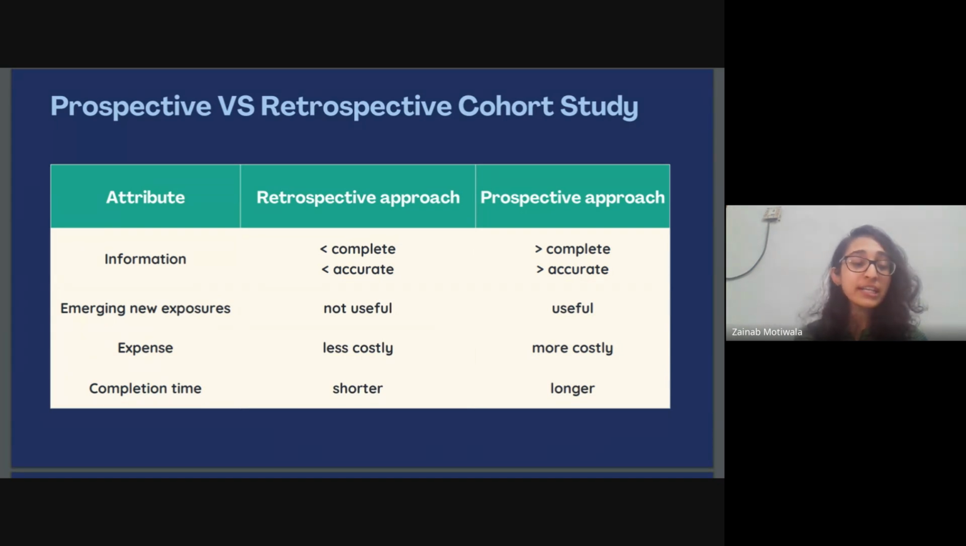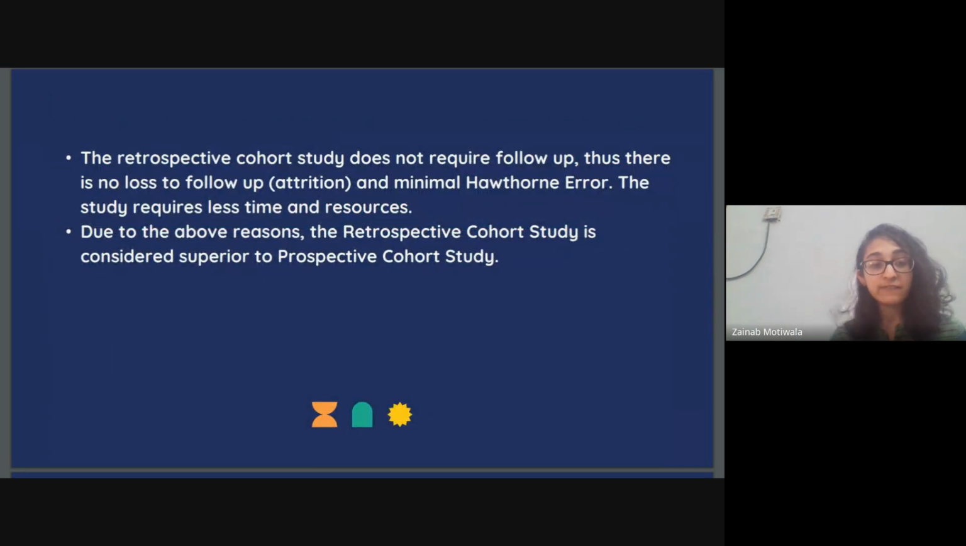Secondly, loss to attrition. It is very easy to lose patients. Following up patients can be a little hard, and it's easy to get off track on the patients that we have. With retrospective, it's just easier to look at medical records. Secondly, as we mentioned, it is less costly and it takes a shorter period of time. Therefore, retrospective is slightly better than a prospective cohort study. But that being said, a cohort is always better than a case control study.